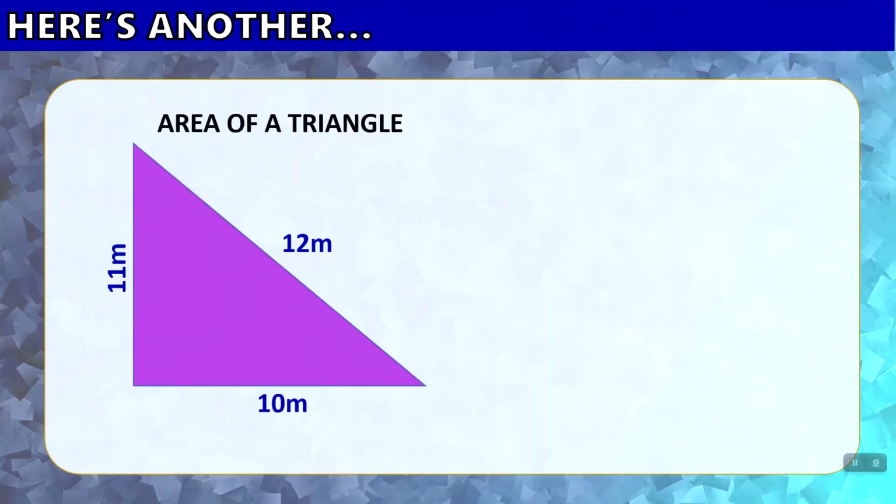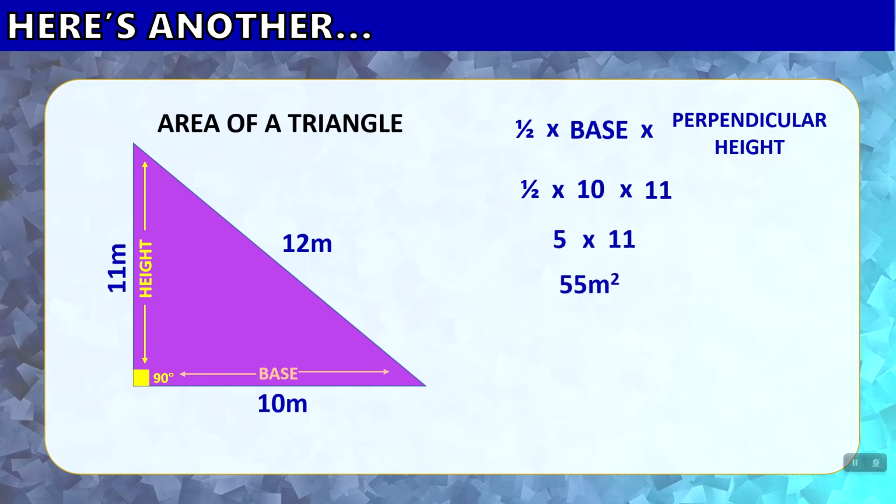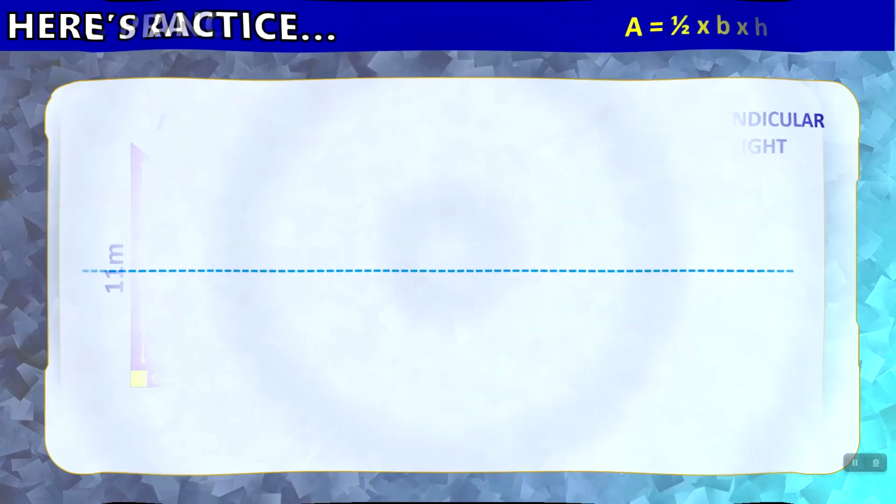And here's another. The area of the triangle, half times base times the perpendicular height. In this question, we can see that the base is 10. And the perpendicular height runs up and down and touches the base at 90 degrees, and that is 11. So half of 10 is 5, times 11 is 55 meters squared. That was an easy one.